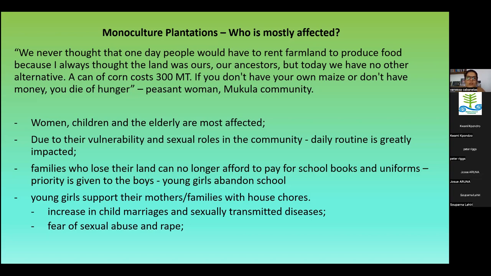Another very important complaint many women have made is that between their houses and the school, there's a plantation, and they're very scared to go through the plantation. They fear sexual abuse, they fear rape, and it has happened according to these community members. There's also an increase in child marriages and in sexually transmitted diseases for the same reasons, because families can no longer feed all their families. The girls and the young girls are the first ones to drop out of school and to be married so someone else can feed them and someone else can take care of them.